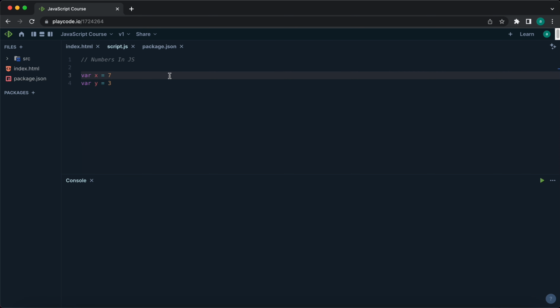I would like to mention, if you put it in quotation marks like this, it is not a number. This is a string. So please make sure that it's without those double quotations.